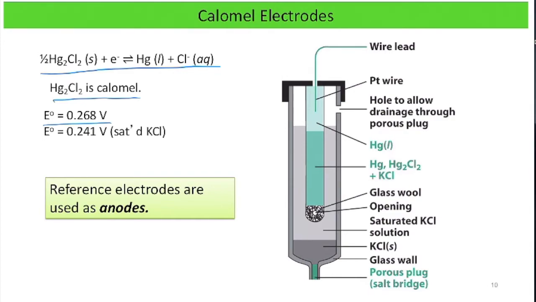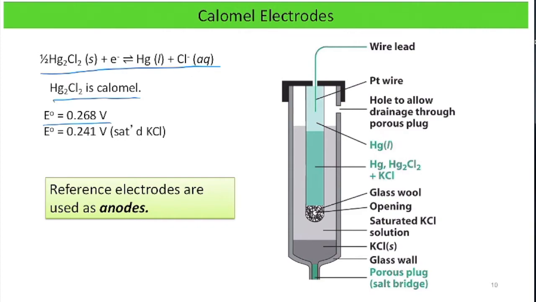use them in their standard state conditions. We don't use 1 molar KCl, for example. We use a saturated KCl solution. And that's just to make sure that the KCl in this electrode is not changing concentration, because we want to make sure that the voltage of this particular reference electrode remains constant. And the way to do that is to make sure that none of the components in there are changing concentrations.